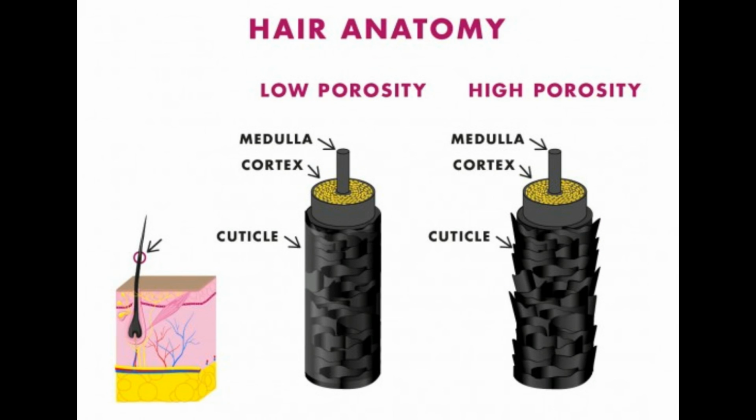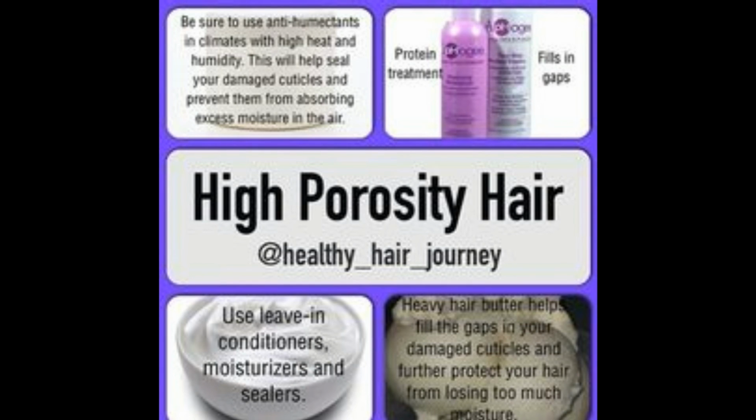Now with high porosity hair, your cuticle has huge gaps and holes which allow way too much moisture in and allow way too much moisture to leave. This level is prone to breakage and frizz, so you have to do a little bit more work. It is very important to make sure that you're using leave-in conditioners, moisturizers, and that when you're finished layering your products, you seal it in with an oil. Layering products helps to hold in the moisture and fill in the gaps.